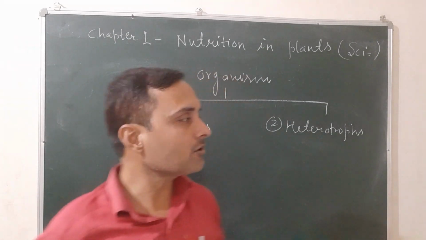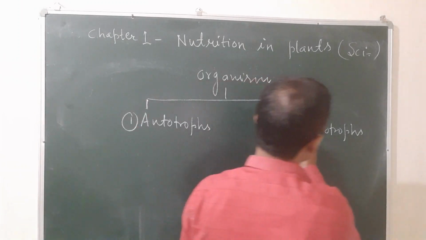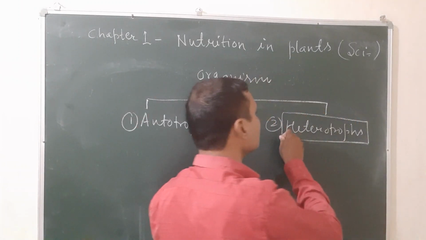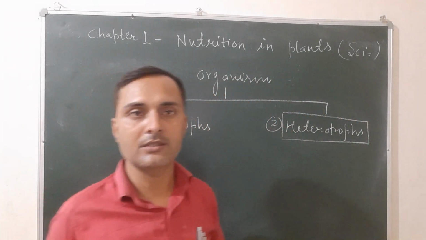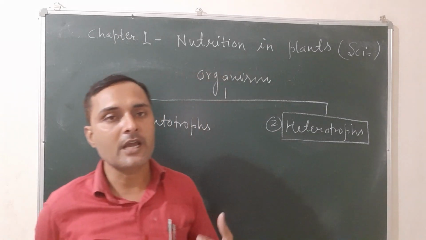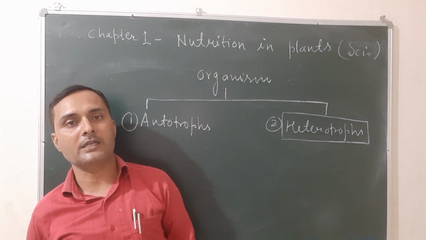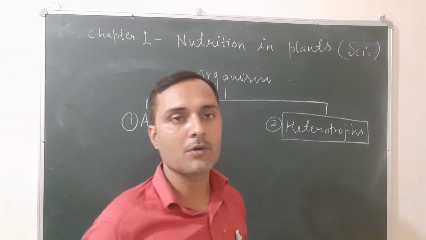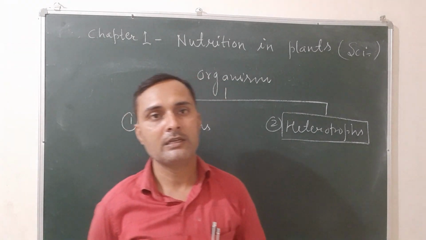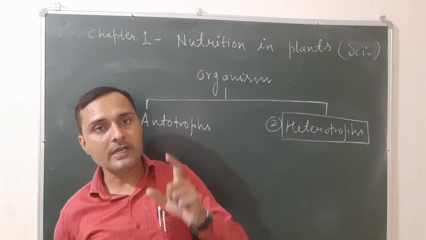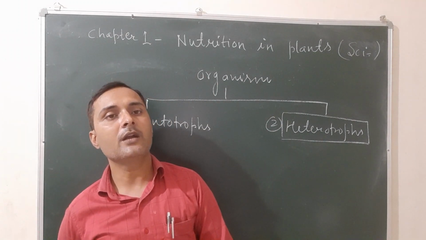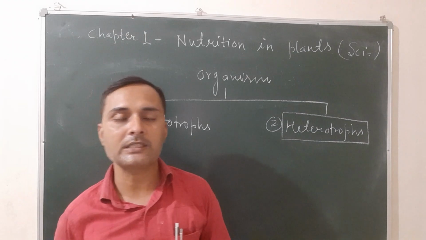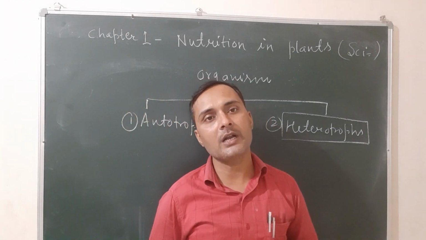Heterotrophs are those organisms which cannot prepare their own food. They depend on the autotrophs for obtaining nutrition, and they include the various animals and all non-green plants. There are certain plants that are non-green that are included in the heterotrophs, like Nepenthes, Vallisneria. These are examples of heterotrophic plants, because some plants are not green, so they are included in the heterotrophs.